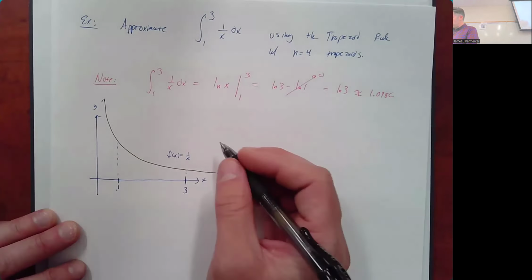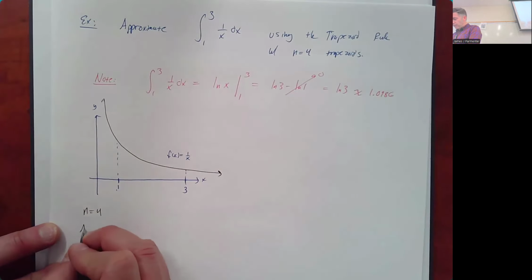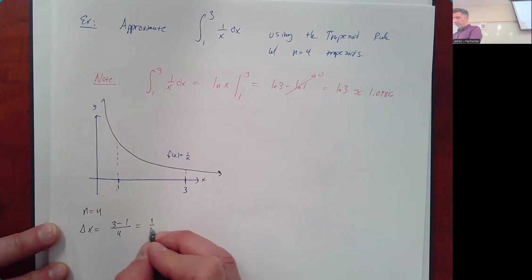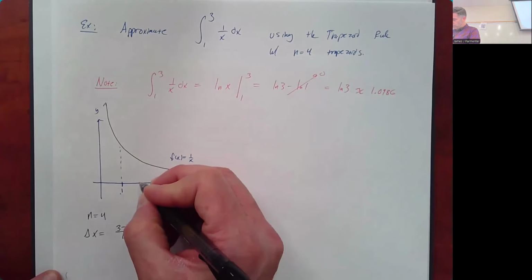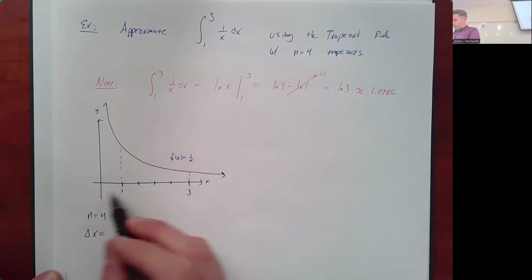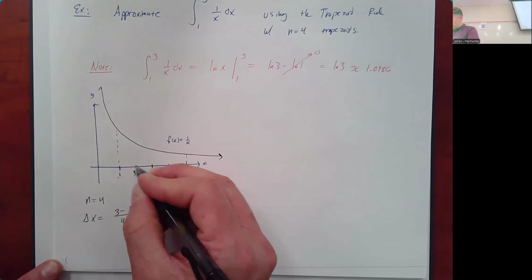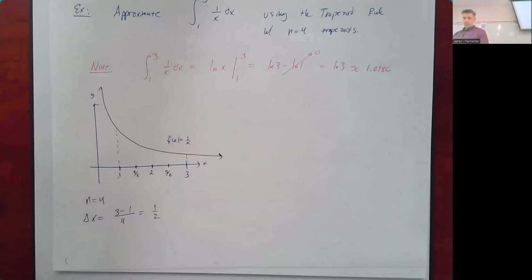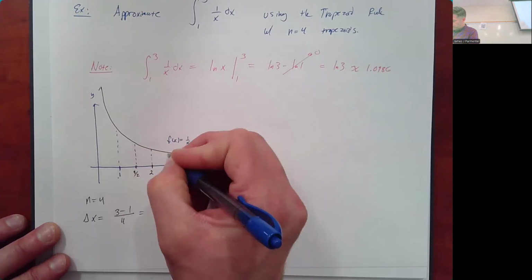So I'm going to break this up into n equal to 4 subsections. That means each subsection has a width of delta x equal to the entire width, which is 3 minus 1, divided by 4, which is 2 divided by 4, which is 1/2. And then we're going to break this up into 4 sections. So the endpoints of my sections are 1, and then 1 plus 1/2 is 3/2. 3/2 plus 1/2 is 2. 2 plus 1/2 is 5/2. 5/2 plus 1/2 is 3. So each of these subsections is a width of 1/2.